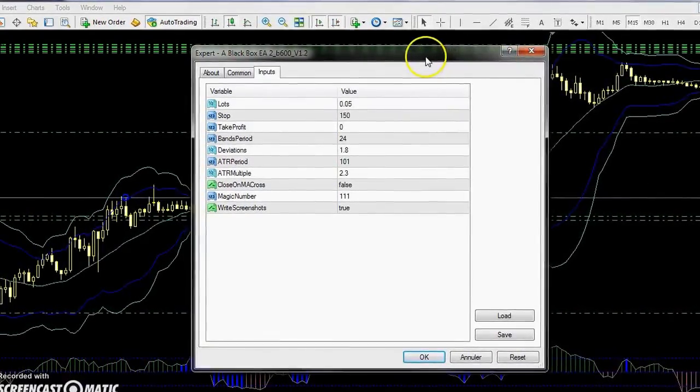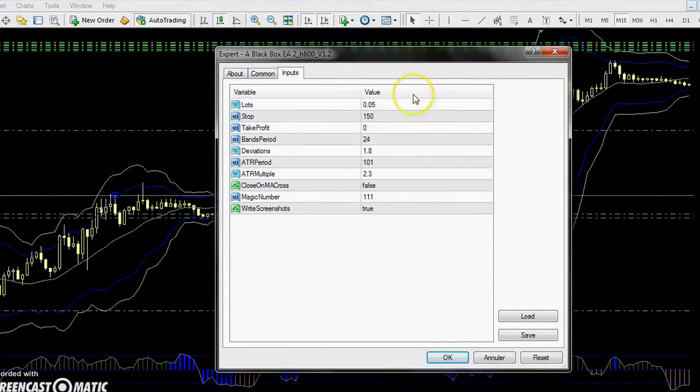This is my EA, and you can see it's very simple. You can go in here and just put in your optimized bands. There are very few variables to enter. You enter your lots, you enter your stop. Now you must put in a stop, otherwise it doesn't work. That's just for safety.